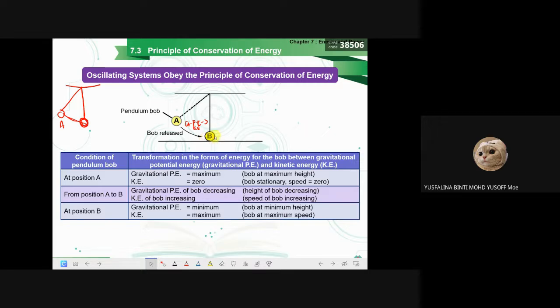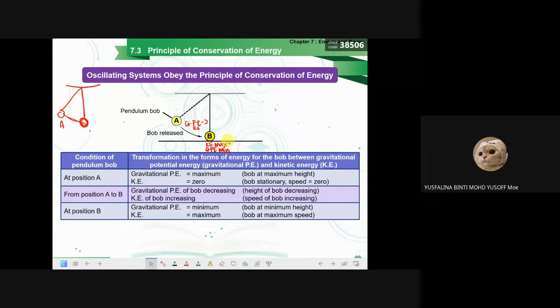GPE means gravitational potential energy. But in the exam you are not allowed to write like that; you have to put in the full name. KE is kinetic energy. So at A and B there is a change of energy from GPE to KE: GPE starts decreasing and kinetic energy starts to increase. At position B, the gravitational potential energy is minimum already, because all of it has changed to kinetic energy. So here, the kinetic energy is maximum, while the gravitational potential energy is minimum.